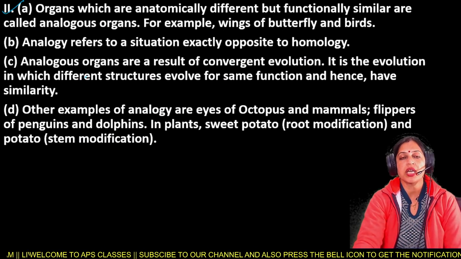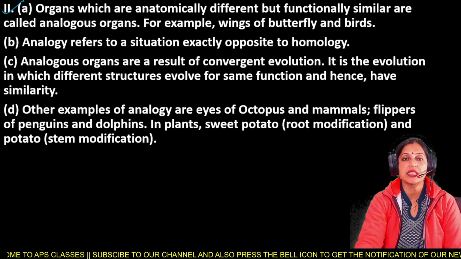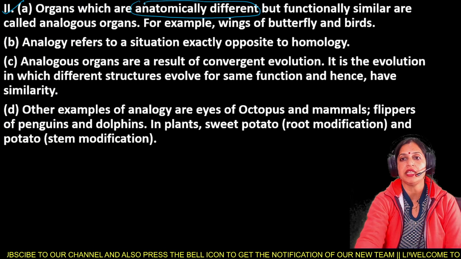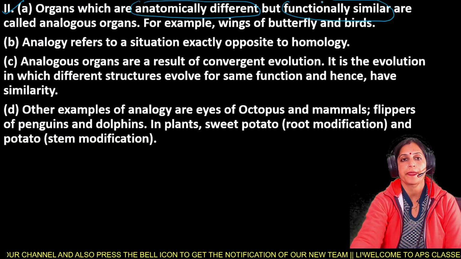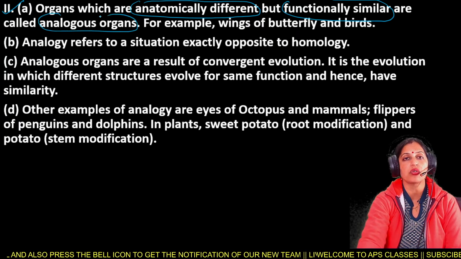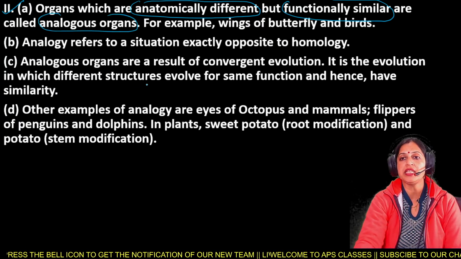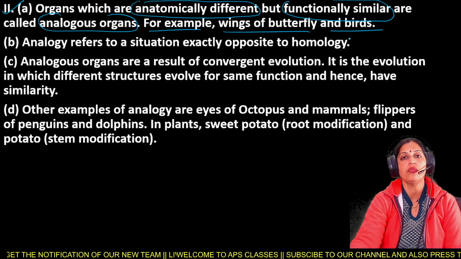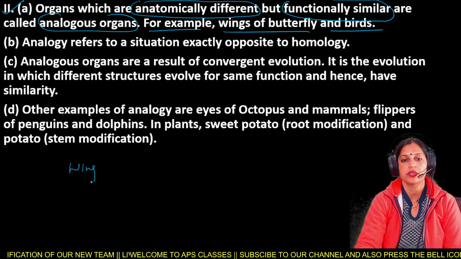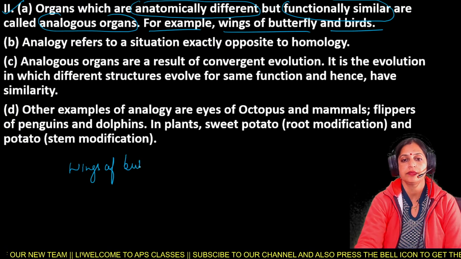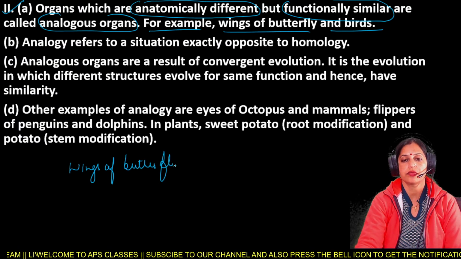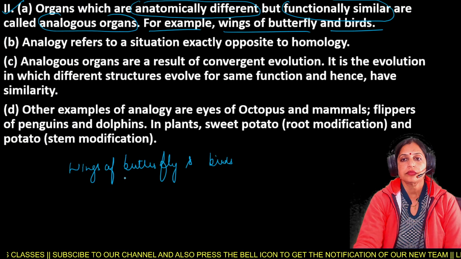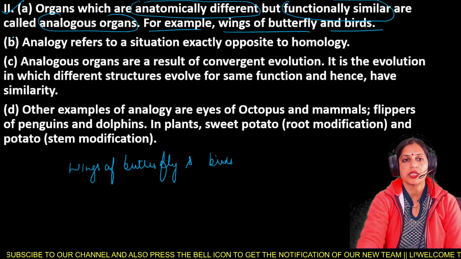Next is organs which are anatomically different but functionally similar. These are called analogous organs. For example, the wings of butterflies and birds.